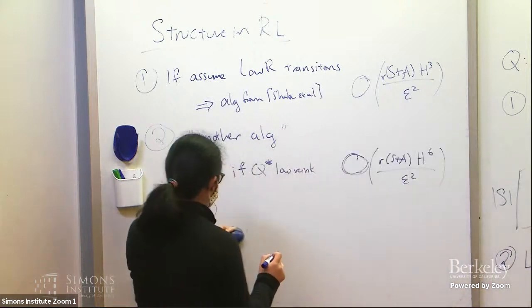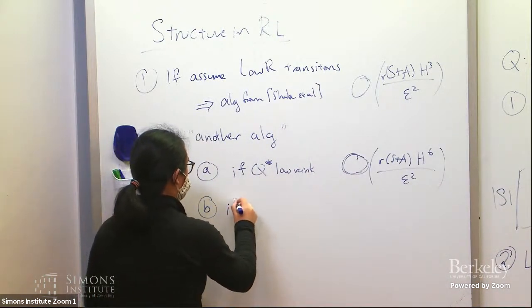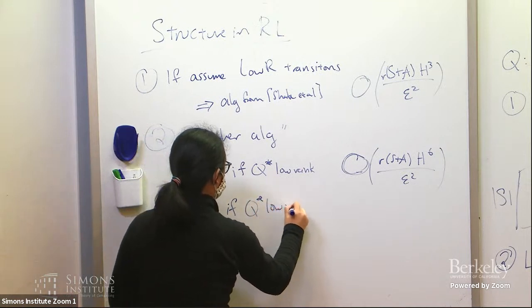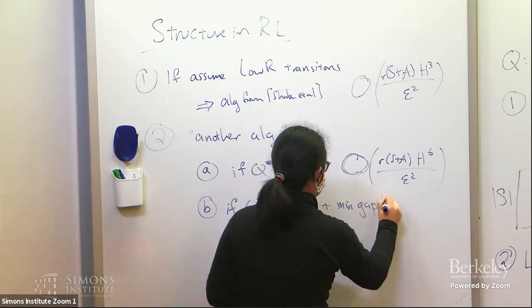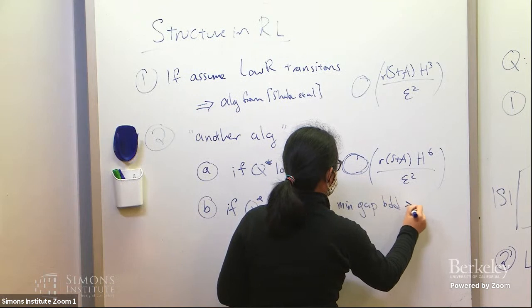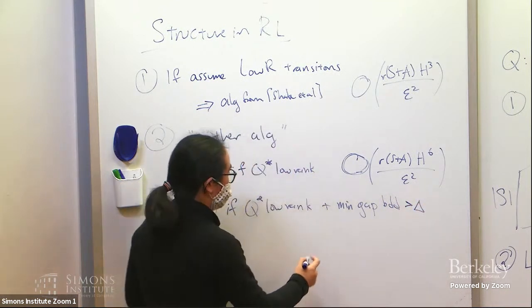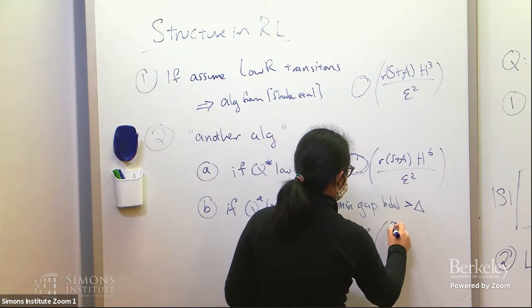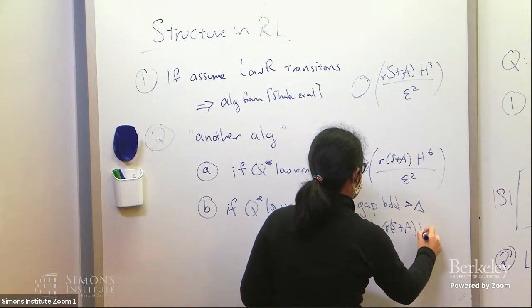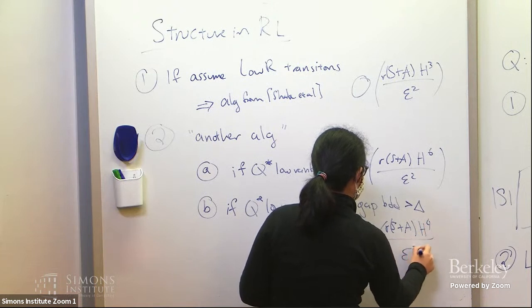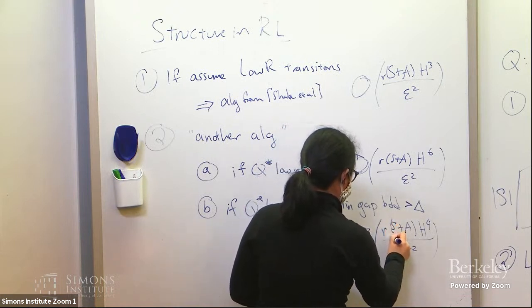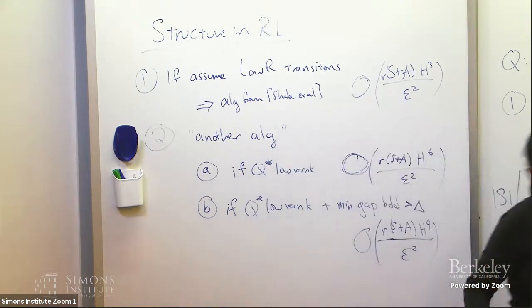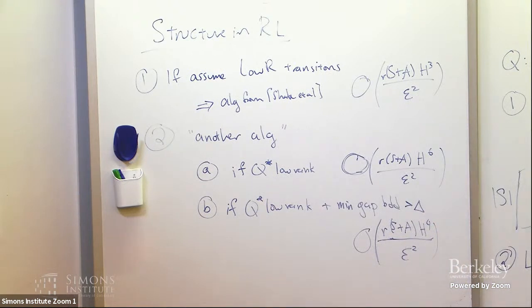And the second thing we could show is that if Q star is low rank plus the min gap is bounded away from zero by delta, then we can get a sample complexity that looks like H to the 4. But this algorithm is also really weird, so it's not something I'm really happy with either. And I'll tell you, oh, go ahead.